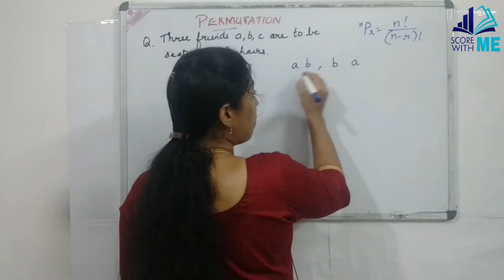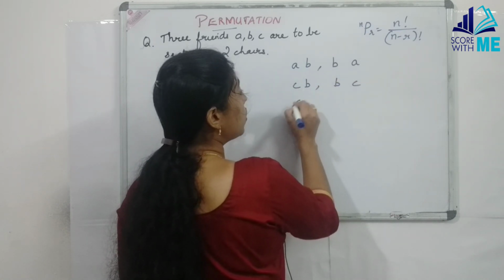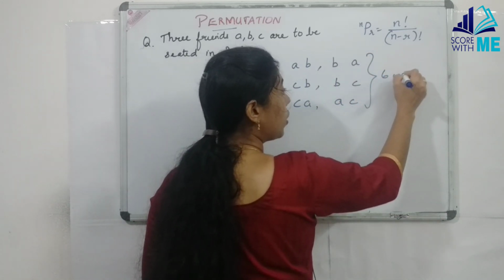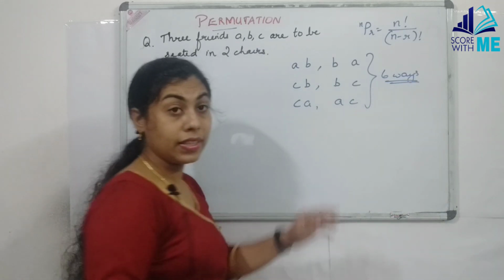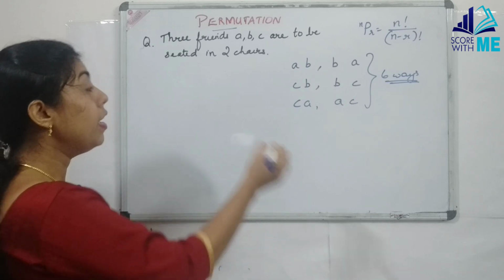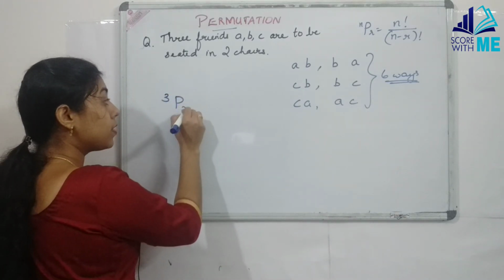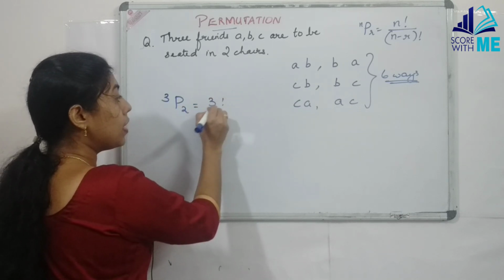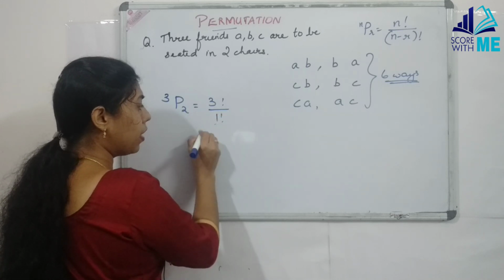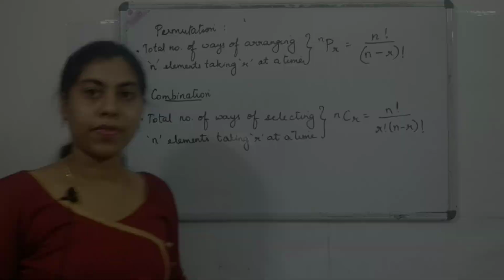Here, AB, BA, we have taken. Next we can take CB or BC. Next we can take CA or AC. So in this way, they can be arranged in 6 ways. These 3 friends can be made to sit in 2 chairs in 6 ways. If we go for the formula, we have got 3 friends, we have got 2 chairs, and we know the formula is 3 factorial by 3 minus 2, that is 1 factorial. We know 3 factorial is 6, so we got the answer here as 6.